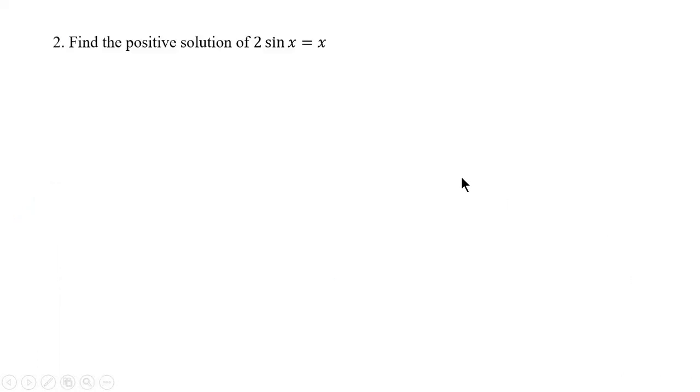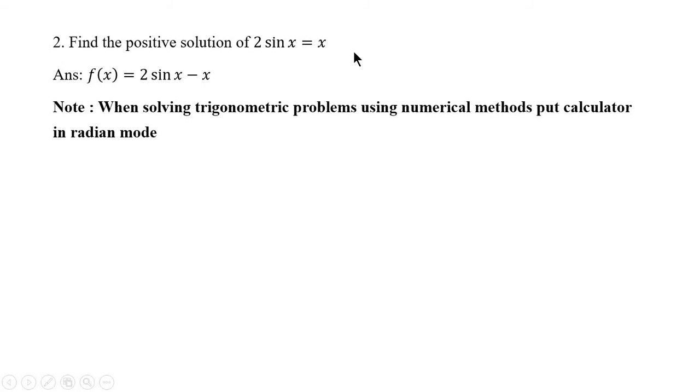Problem 2. Find the positive solution of 2 sin x = x. Now let us find our f(x), which is 2 sin x - x. Since we are solving trigonometric problems, make sure you put your calculator in radian mode, because here the values of x are numbers, they are not degrees.